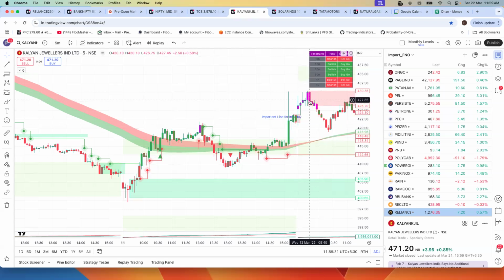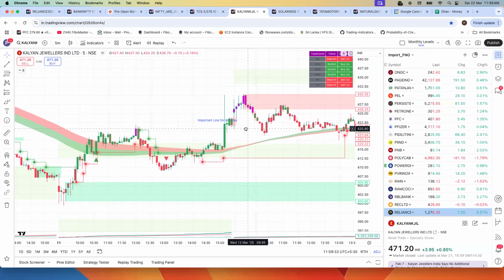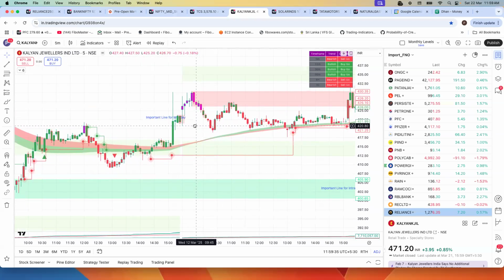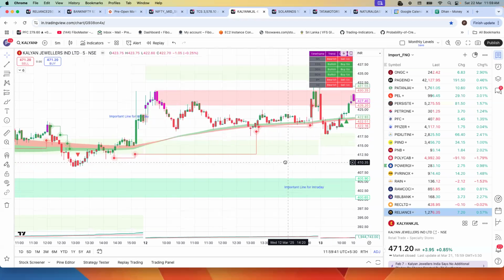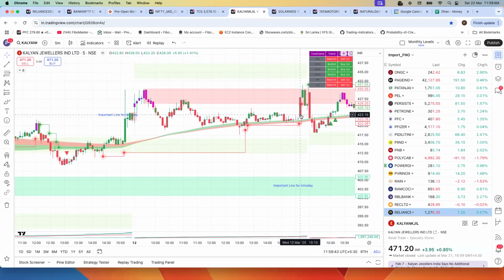Next day, it was around the same price, and then it was trading around the same price. Around 3 o'clock, same time, like 3:10, a big move came in. From 420, it went up to 431. And then it came down.